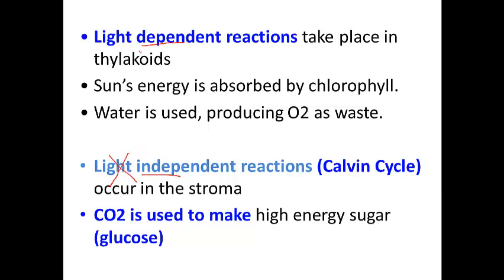When you need the light, it's going to take place in the thylakoids, because remember, that's the part that contains chlorophyll, that pigment that absorbs the energy from light and makes a plant green. The place that does not need light is called the stroma, that liquid portion. You can also hear the light-independent reaction referred to as the Calvin cycle. The guy who found this out named it after himself. Lucky him.